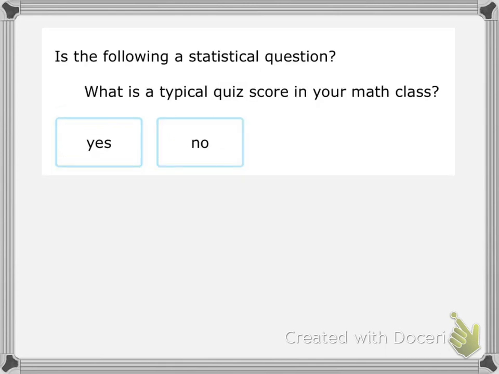The next one: what is a typical quiz score in your math class? So if I were to survey our math class, we're going to get all different answers back, and I am asking more than one person. So this is a statistical question.